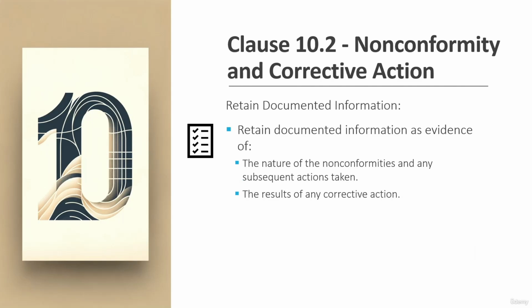Now coming to some other requirements, these are related to retaining documented information. So when there are non-conformities, when you are taking corrective actions, then the standard requires that you retain documented information as an evidence of what was the nature of the non-conformity and what were the actions taken and what was the result of the corrective action. So this is clause number 10.2, non-conformity and corrective action.